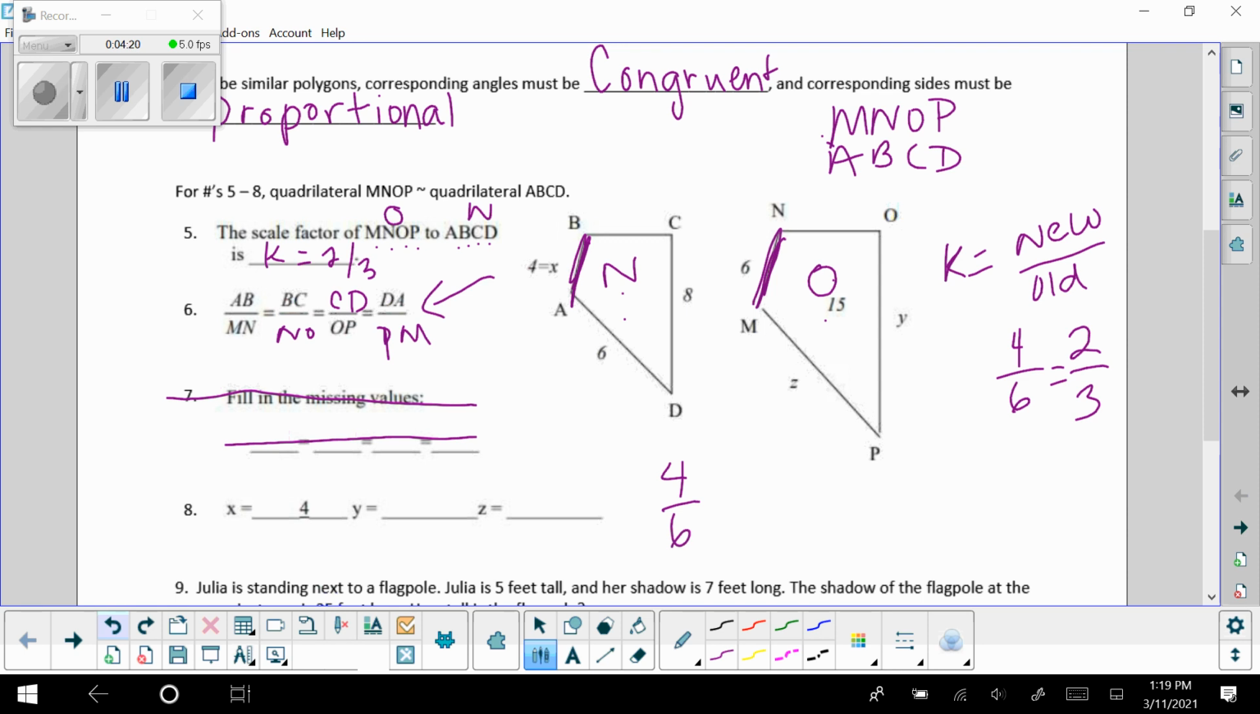So it looks like the 8 lines up with the y. So I'm going to do 8 over y. And then just cross multiply. You get 48 equals 4y. Then you get 12 equals y.